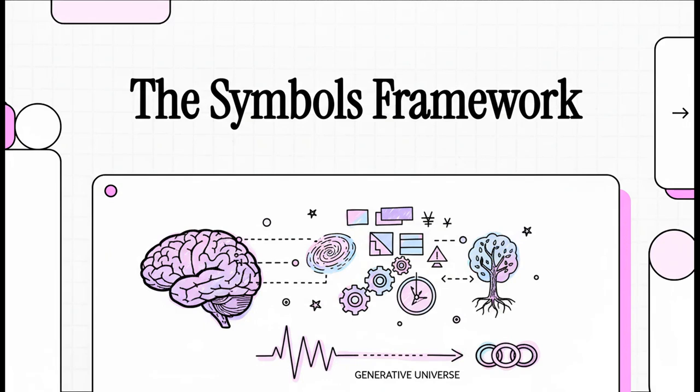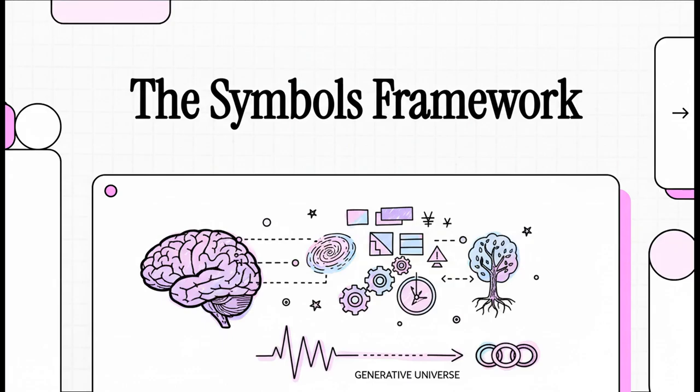All right, today we are diving into a really out there idea called the symbols framework. And trust me, it's a completely different way of looking at pretty much everything: reality, consciousness, how we even know what we know. The basic idea: the universe isn't just some box full of stuff, it's an active, unfolding story.